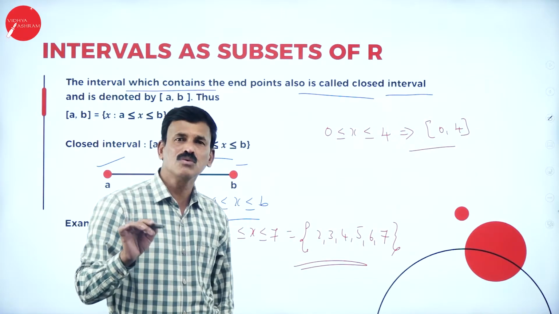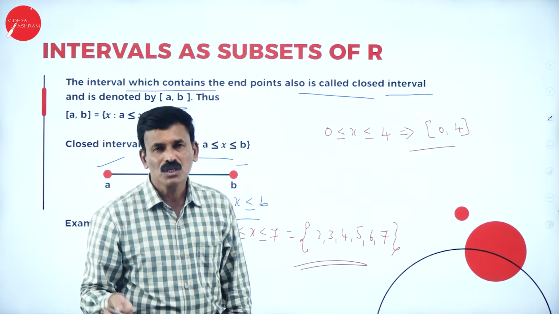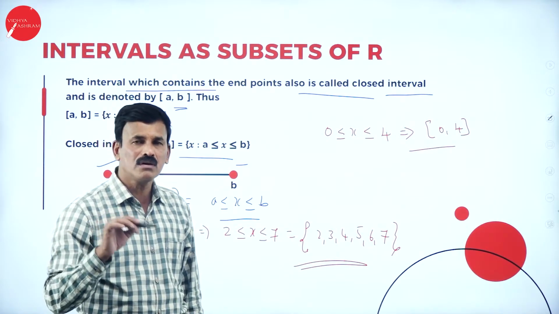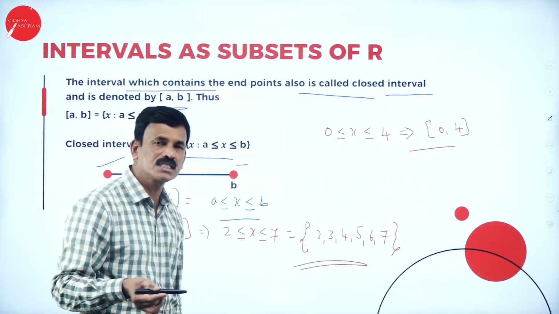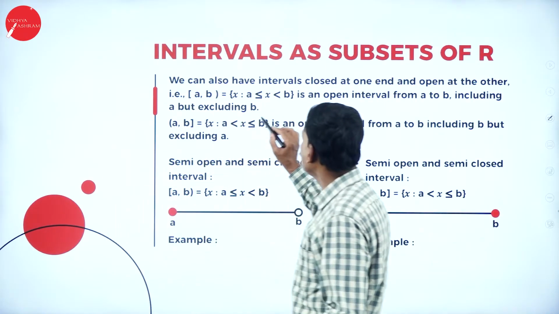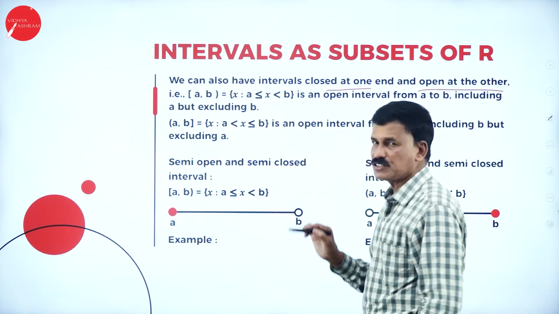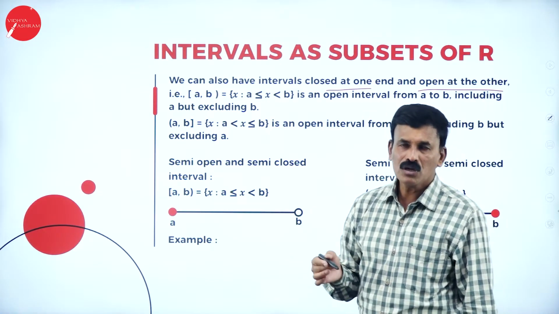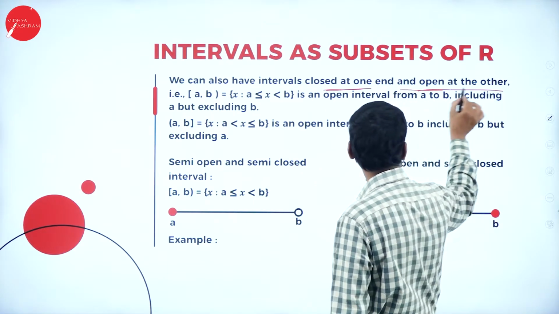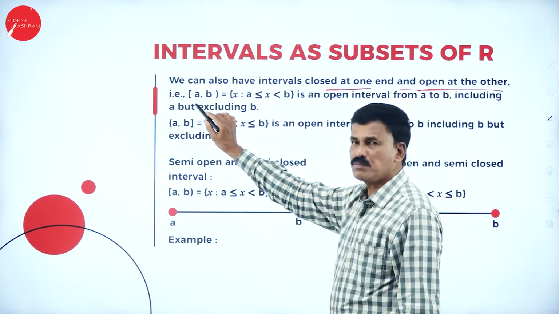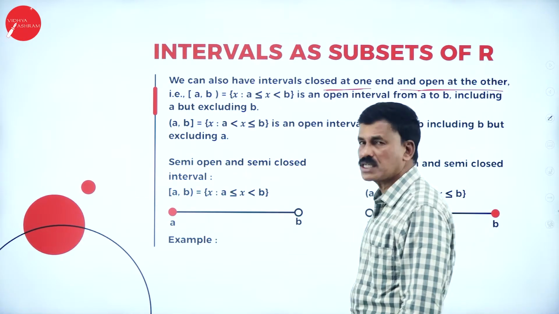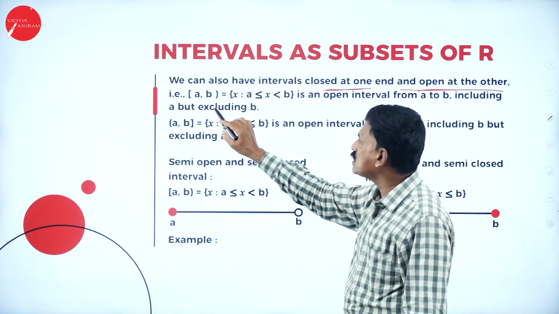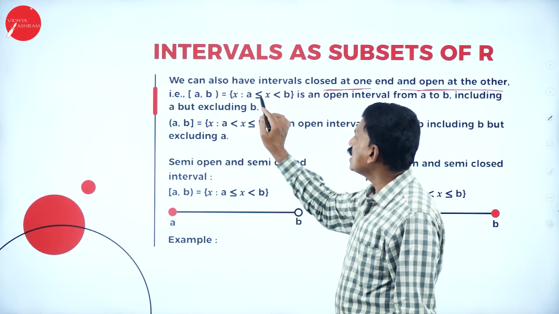Small bracket A, B is nothing but the open interval, that is all the values which lie between A and B. Now sometimes they may ask half closed and half open, or half open and half closed. That is called semi-closed and semi-open intervals. We can have intervals closed at one end and open at the other end. An interval closed at one end and open at the other is denoted as big bracket of A comma B and small bracket, that is called half closed and half open. That is nothing but x such that A less than or equal to x less than B.